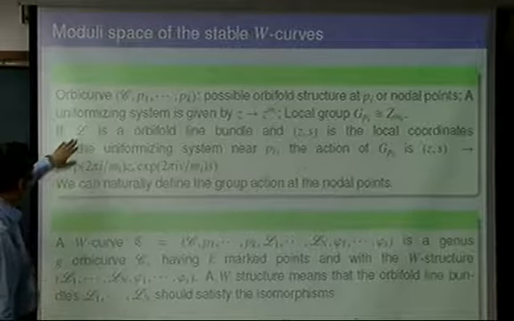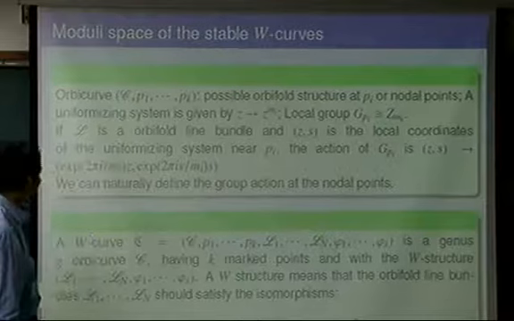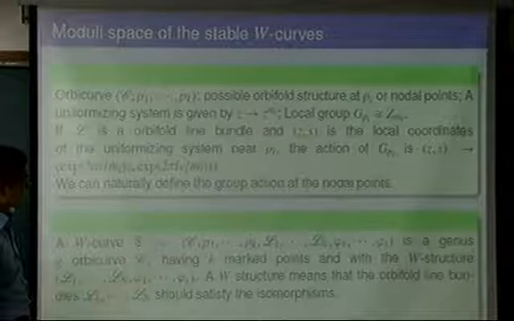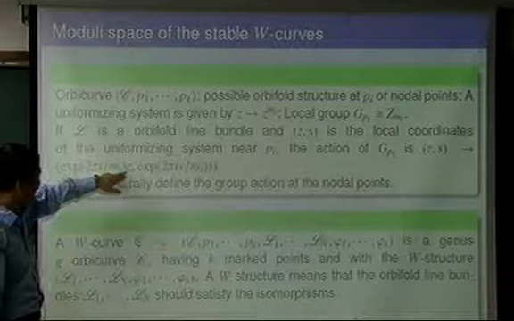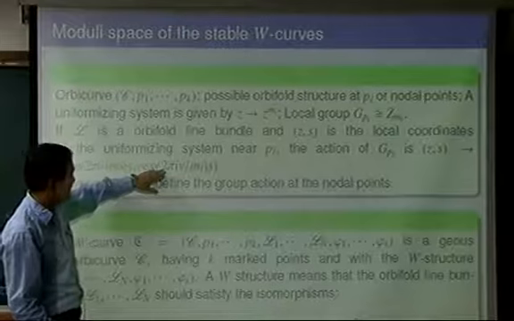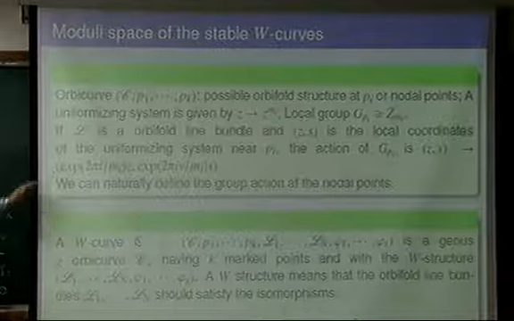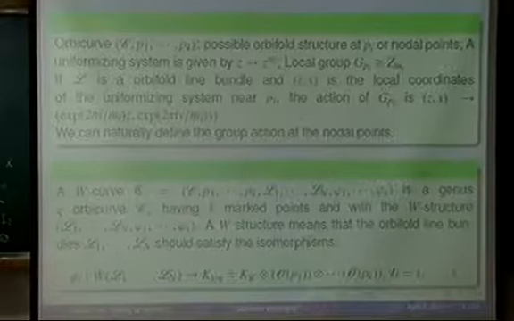So if L is the orbifold line bundle and z is the local coordinate of the uniformizing system near a marked point p_i, the action of G_{p_i} is defined in this way. This number multiplies z, the coordinate in the underlying surface, and this number multiplies the coordinate in the fiber. So this is the action. So we can naturally define the group action at the nodal points.